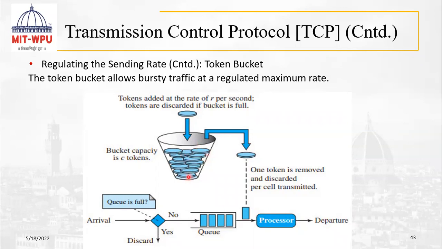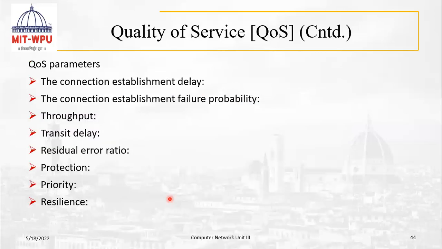If there are no tokens in the bucket, you have to wait until tokens come into the bucket. This way you are controlling the packet flow with the token bucket algorithm. So this is a very simple algorithm of controlling the flow and how to control the congestion.